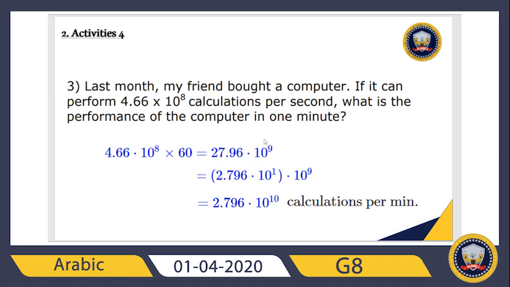Now, look at this number. It's not written in scientific notation. I need to convert it. Why? Because this number is greater than 10. Now, what is 27.96? It is 2.796 times 10 to the power of 1, multiplied by 10 to the power of 9. So again, I'm going to multiply the tens together. This number is 2.796 times 10 to the power of 9 plus 1, that is 10. So my friend's computer can make 2.796 times 10 to the power of 10 calculations per minute.